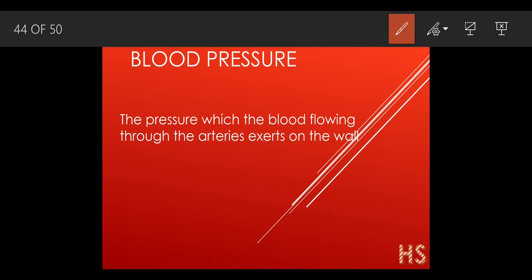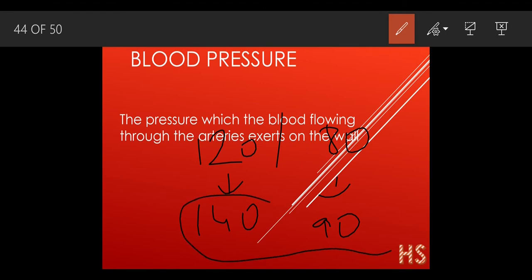And there is one more case. As I said, it should be around 120 to 80 in a normal blood pressure of a person. If this number increases from 120 to 140 and from 80 to 90, what would this condition be called? This condition would be called high blood pressure, high BP. This high blood pressure is also called hypertension. Hypertension, more tension.